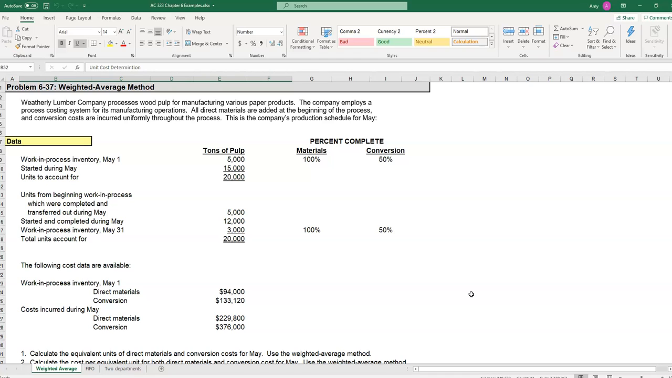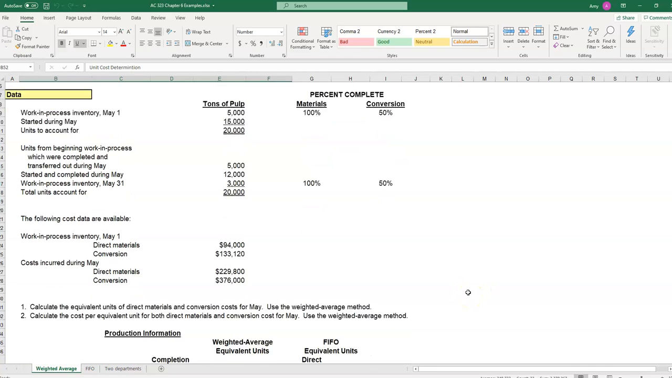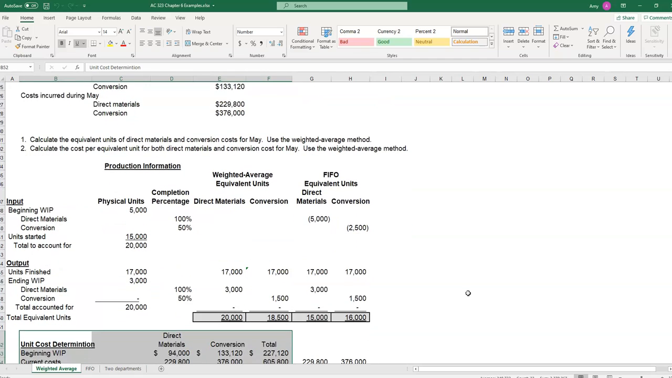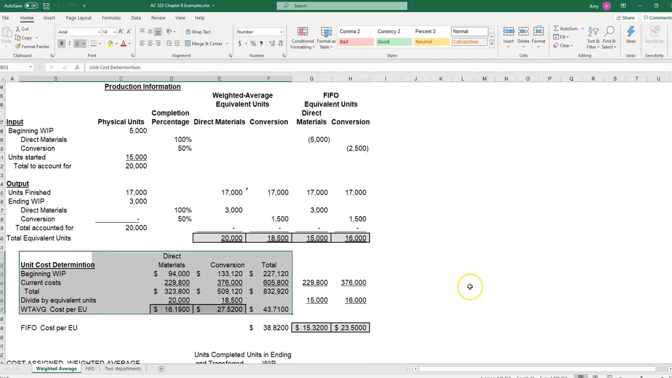When we're using those processes, we calculate equivalent units of production. There are two different methods for creating equivalent units of production. One is the weighted average method, and the other is the FIFO method. What this spreadsheet shows you is the weighted average and the FIFO method side by side.